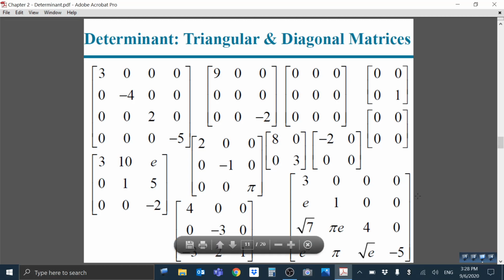Similarly, for this matrix, 4 by 4, the determinant is the product of diagonal terms because this is a triangular matrix. So all I need to say, triangular matrix, determinant is equal to the product of diagonal terms, which is 3 times 1 times 4 times -5. Work finished.